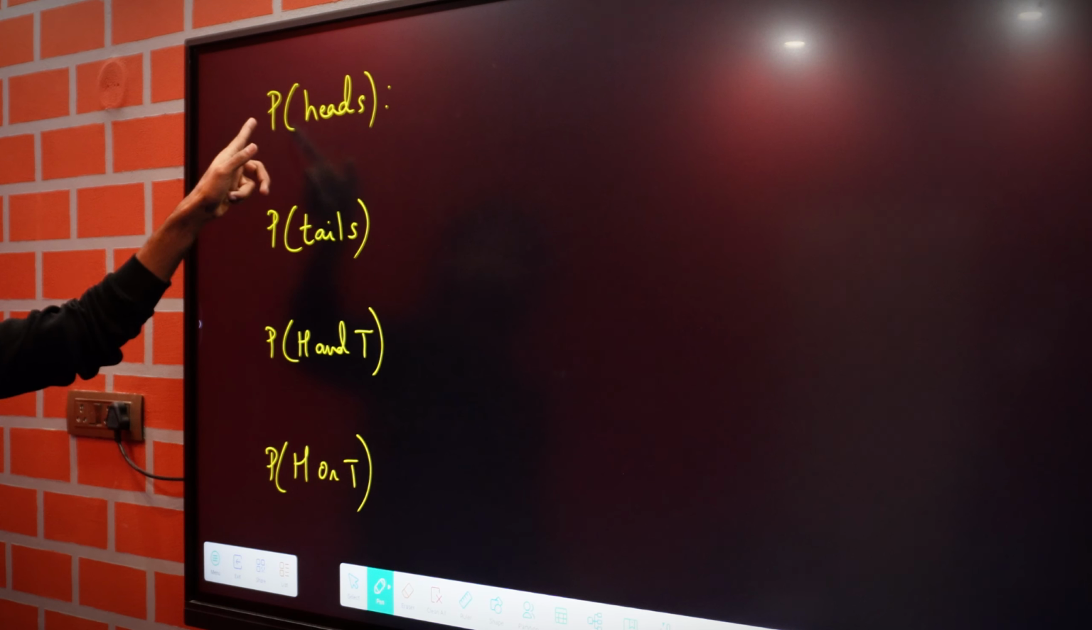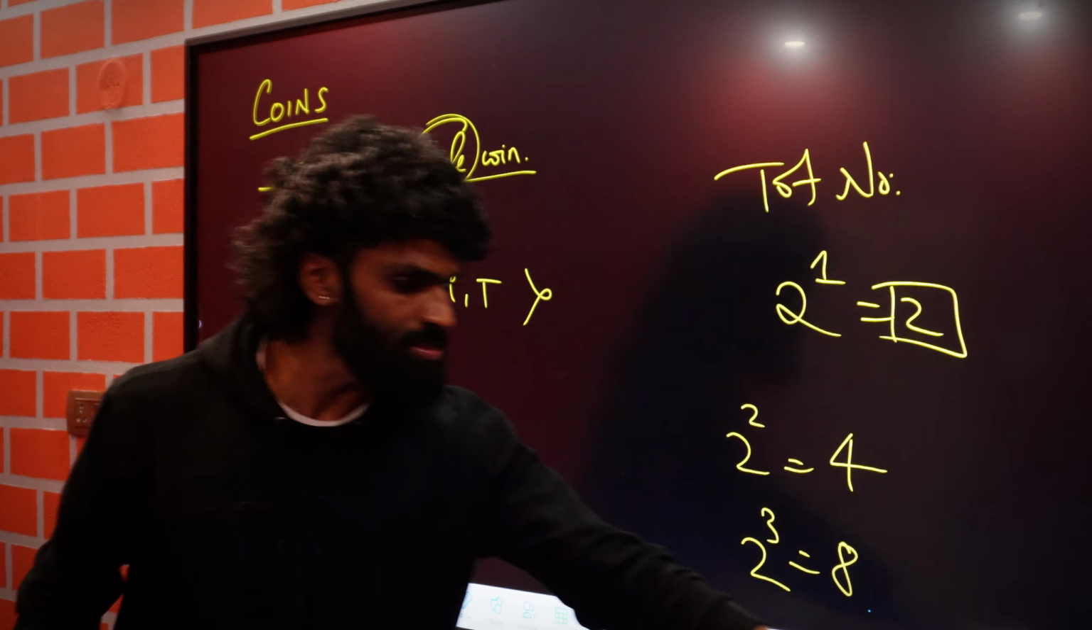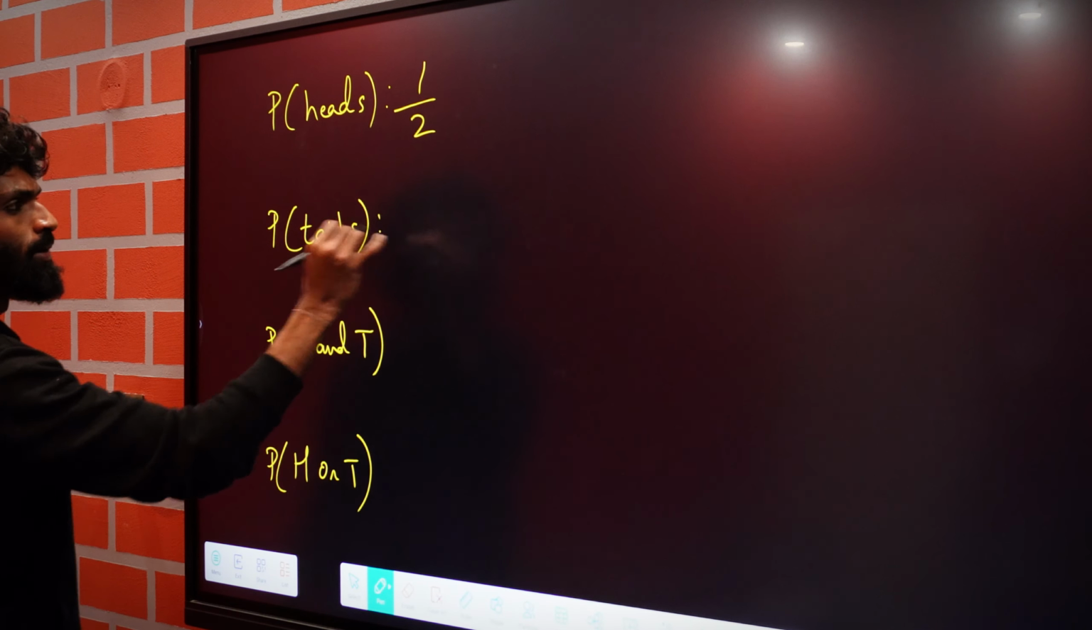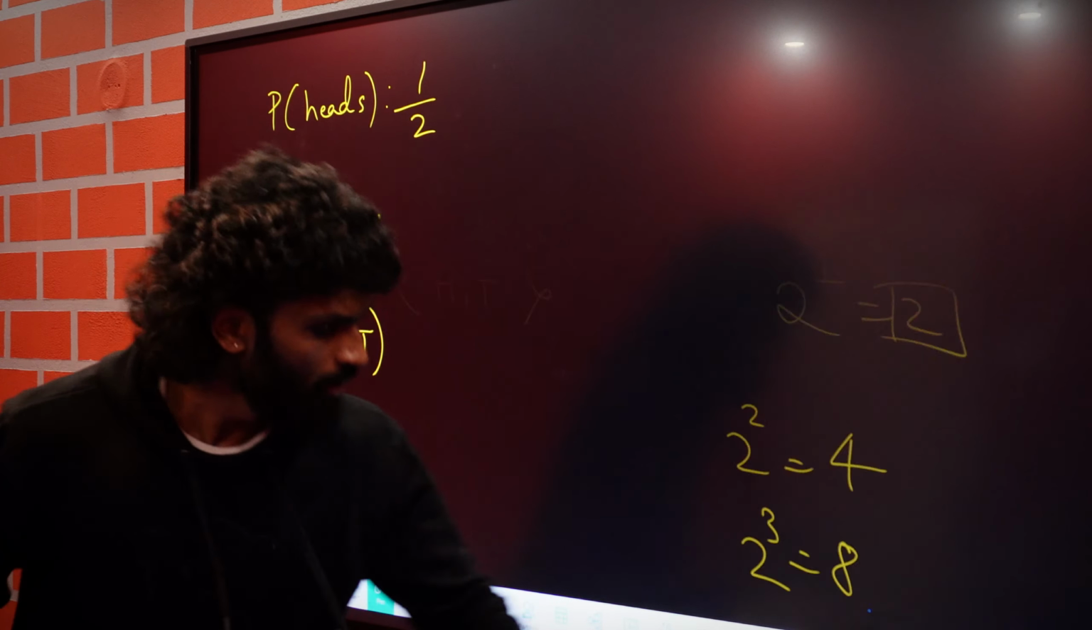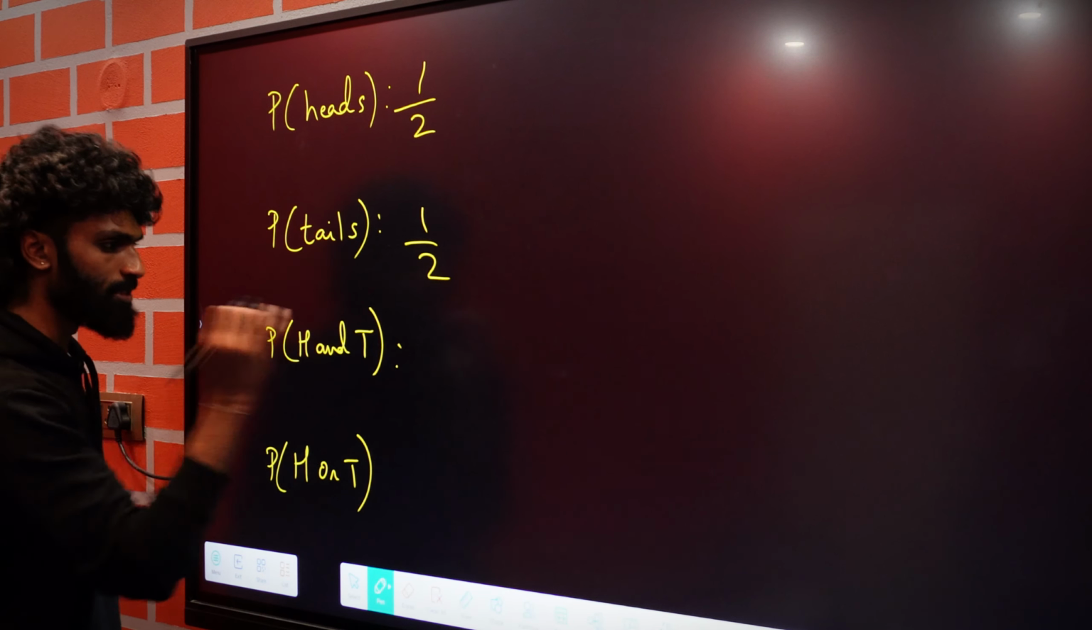It says probability of getting heads. Now what's the condition? Condition is 1 coin. Now see, out of 2 things, you'll get heads once in the toss. So basically it is 1 out of 2. Similarly, how many tails? Go back. Tails once. Out of how many? Out of twice.